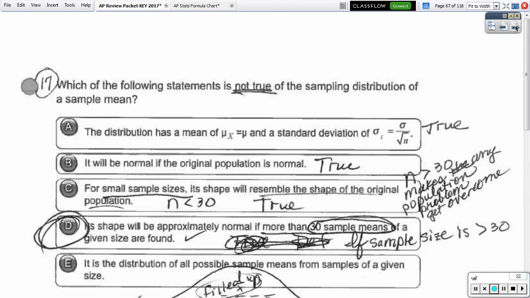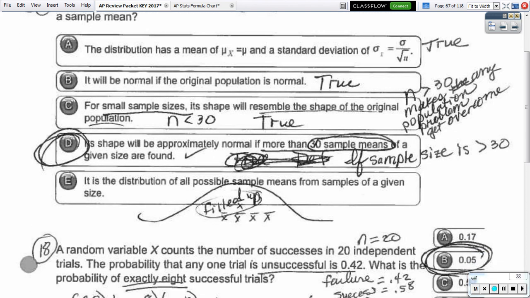All right, now number 17. Which one of the following statements is not true? Let me tell you, they're all true except for D, and here's why people get mixed up with D. D says its shape will be approximately normal if more than 30 samples are found. Guys, that is saying you just have more than 30 of these little x bars filled in this shape. No, this is an infinite amount of sample means.